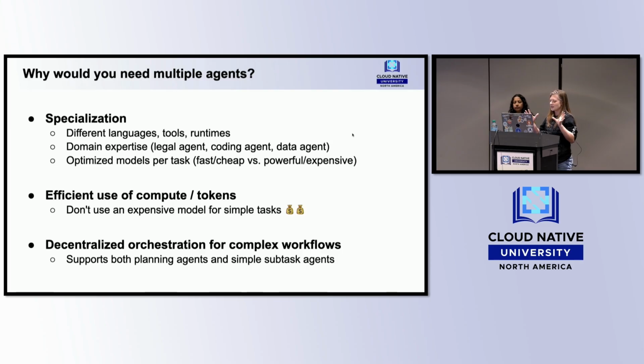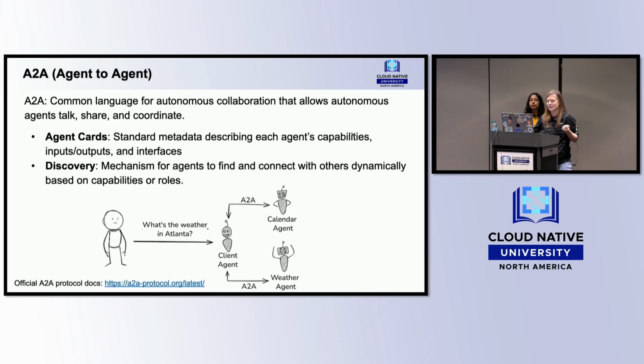You might also want like a decentralized orchestration where you have a planning agent that kind of assigns simpler tasks to sub-agents. But the way that Kagent does this in our framework is using A2A. So similar to MCP, A2A is another protocol. It's a common language for autonomous collaboration for multiple agents and allows the agents to kind of talk, share, and coordinate with each other.